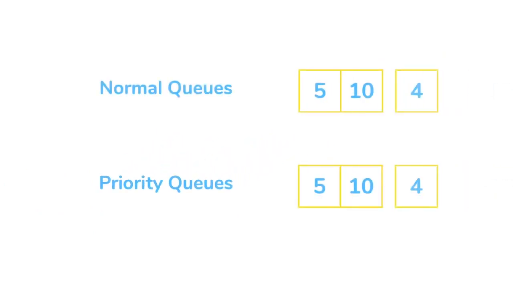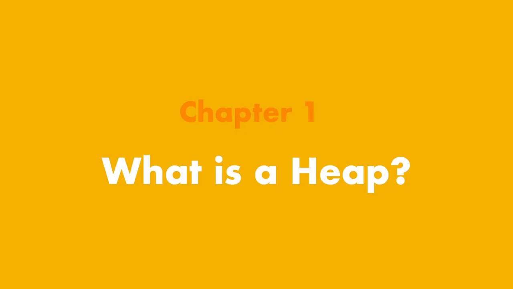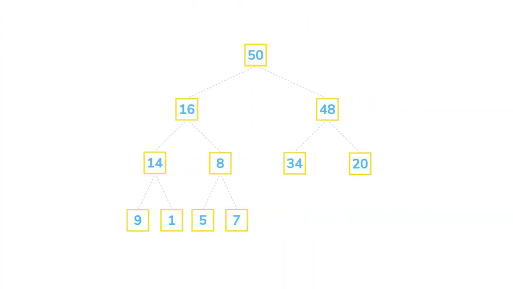In normal queues, we take out the one that came in first, right? But in priority queues, we take out the one with the highest priority, which is where heaps can come in handy. A heap is a data structure that can be expressed as a complete tree. A complete tree means that all the levels in the tree are full, except for the lowest level, where some nodes can be empty, but have all its nodes to the left.